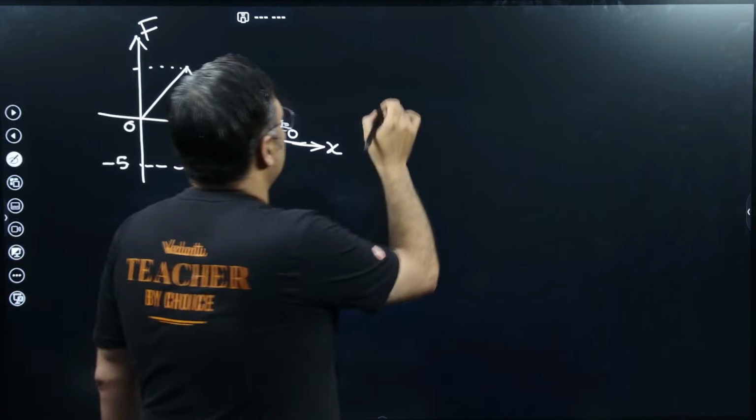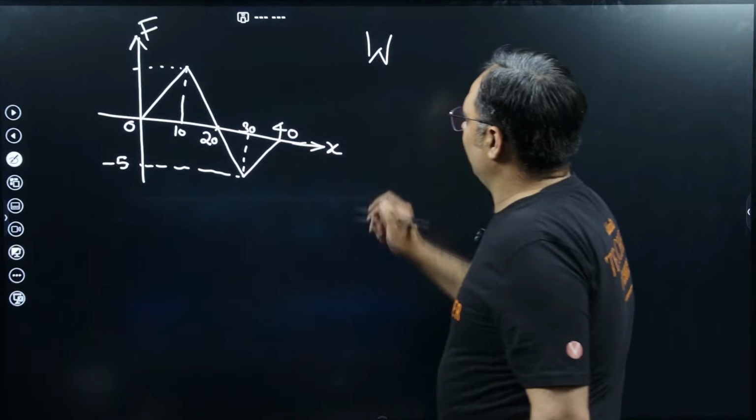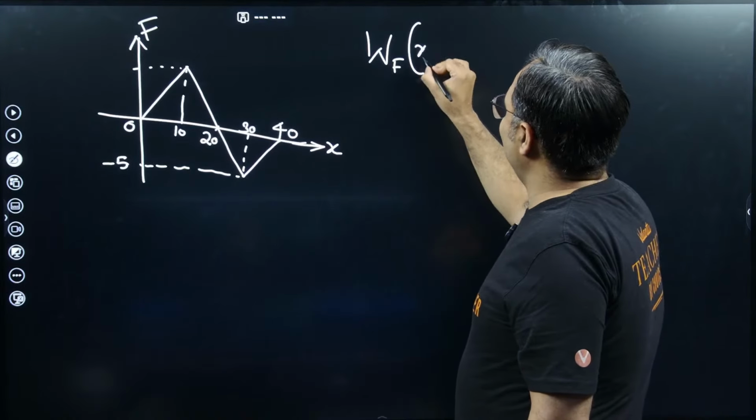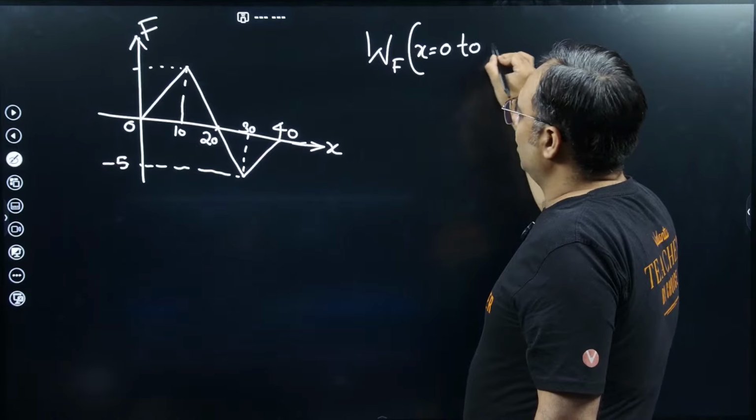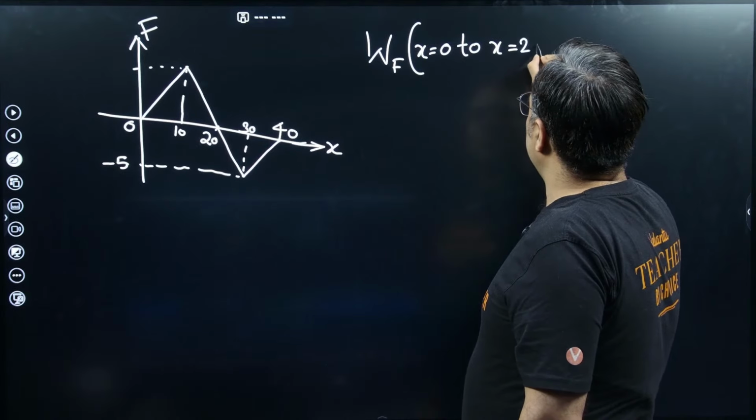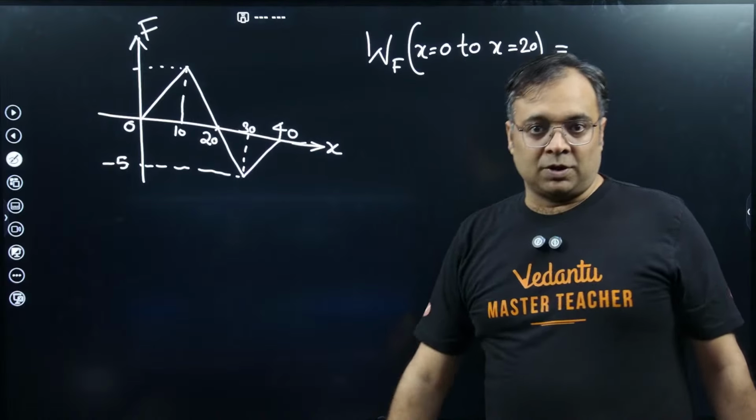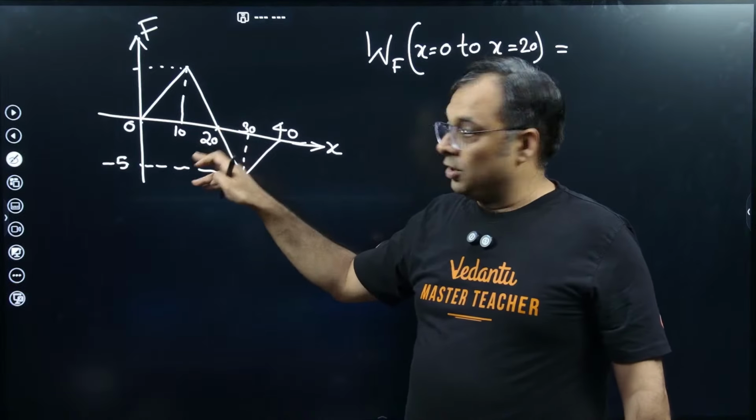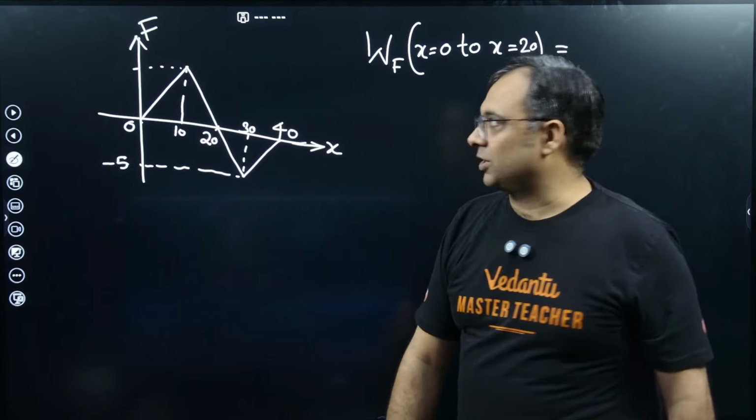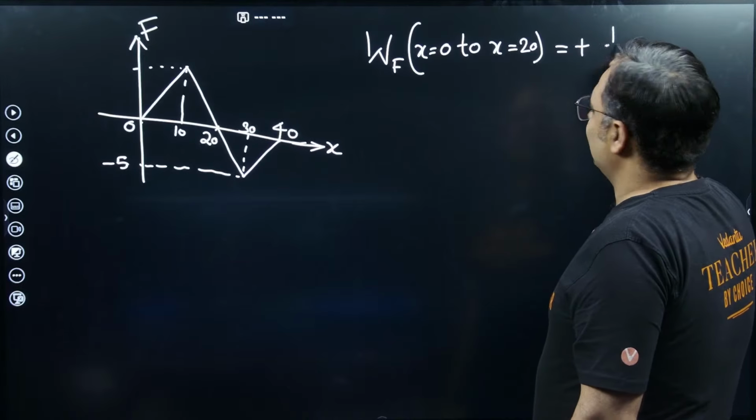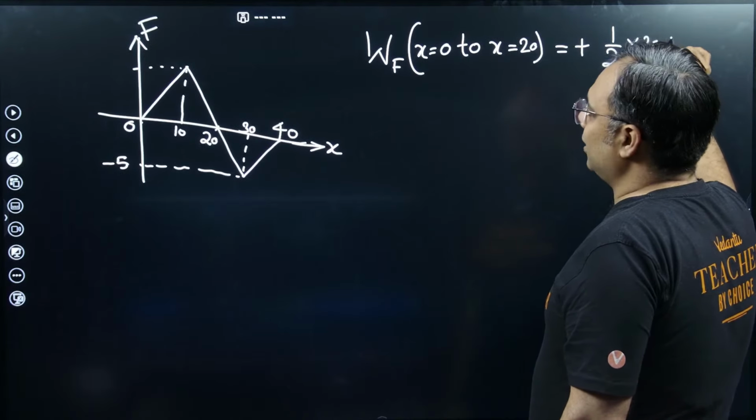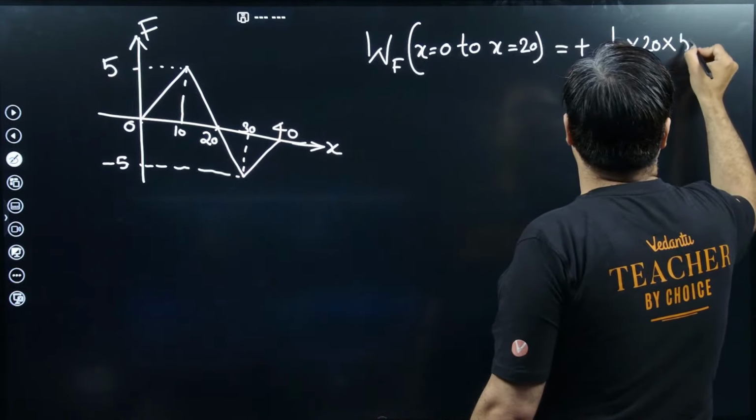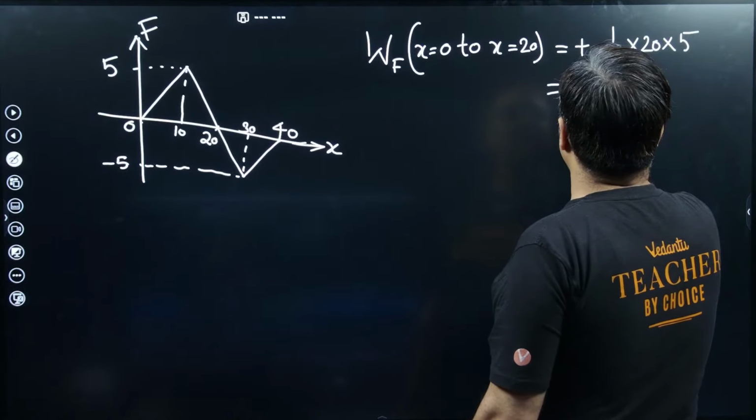Now the question is: work done by the force F from x equal to 0 to x equal to 20. So it is from 0 to 20, from lower value to upper value. So the area above the x-axis is positive. So the answer is plus half into base 20 into height. I think that was 5, so half into 20 into 5. So can I say the answer will be plus 50 joules?